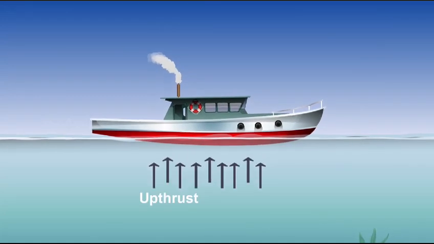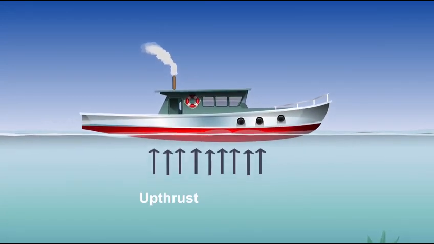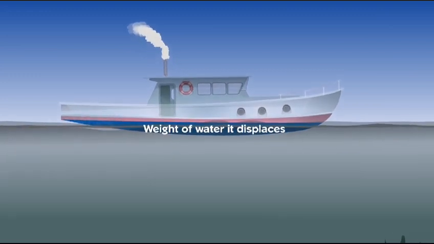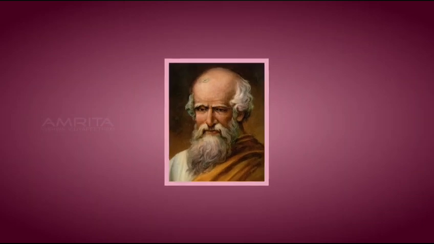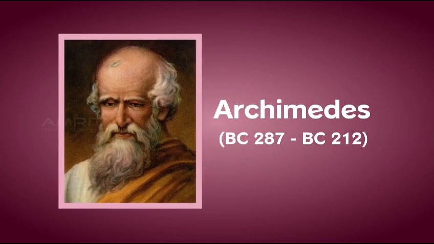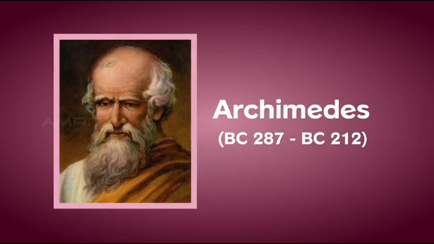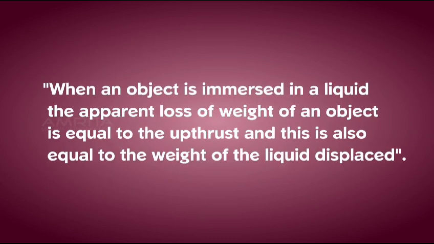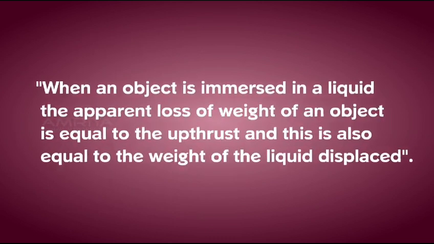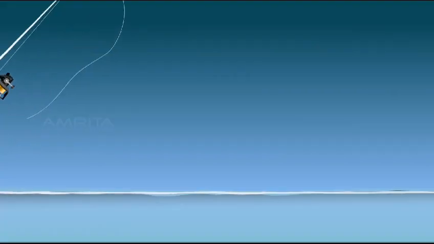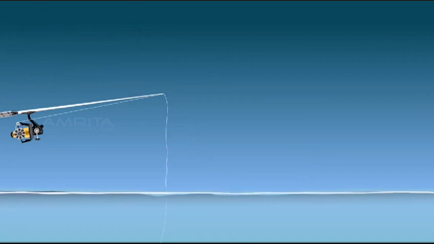In general, an object experiences a loss of weight in water due to the upthrust, and it is equal to the weight of water displaced by it. This is better answered using the law of buoyancy, also known as the Archimedes principle, named after the Greek scientist who discovered it. Archimedes' principle states that when an object is immersed in a liquid, the apparent loss of weight of an object is equal to the upthrust, and this is also equal to the weight of the liquid displaced.